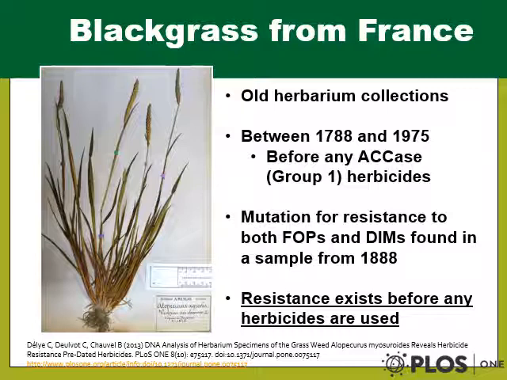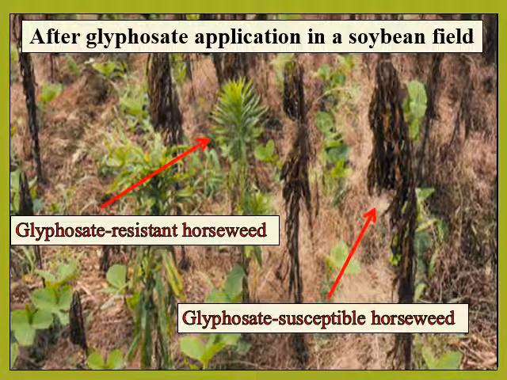So it shows that the resistance trait is out there before herbicides are used. The pesticides don't cause mutations themselves. It's part of the standard genetic variation in pests.